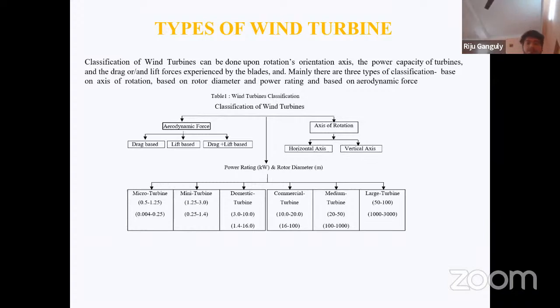So, types of wind turbines. Classification of wind turbines can be done upon the rotation orientation axis, the power capacity of turbines, and the drag and lift forces experienced by the blades. Mainly, there are three types of classification: based on axis of rotation, based on rotation diameter and power ratings, and based on aerodynamic force. So here are the types of wind turbines.